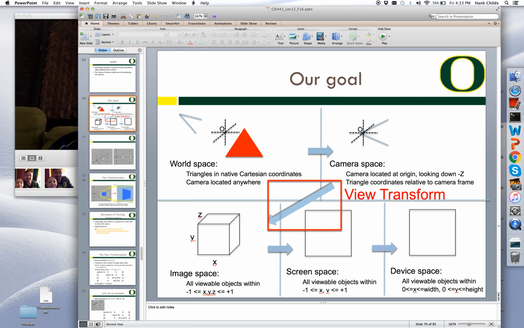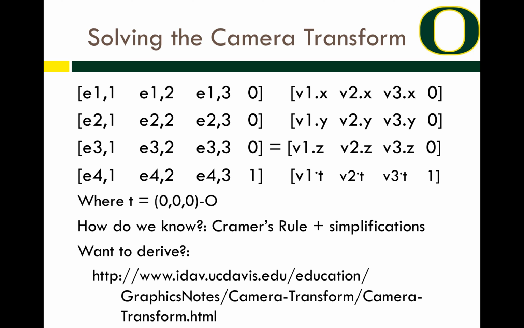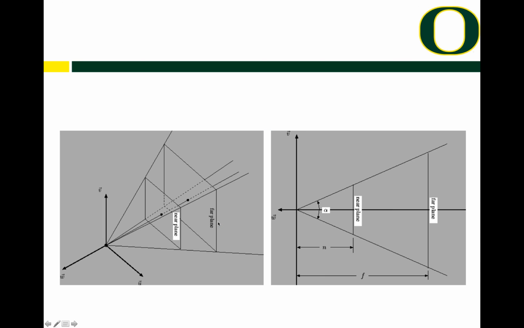So let's dig in. We left off on solving the camera transform with Cramer's rule, and now we're going to look at the view transform. Summarizing where we started: we did the simplest matrix, which was from image space to device space, or our weird hybrid of device space that involves the Z buffer. Then on Friday, we derived the matrix that takes you from world space to camera space, which is called the camera transform. And now we're doing the transform that takes us from camera space to image space, which is called the view transform. We've seen this picture on the left before, talking about the view frustum.